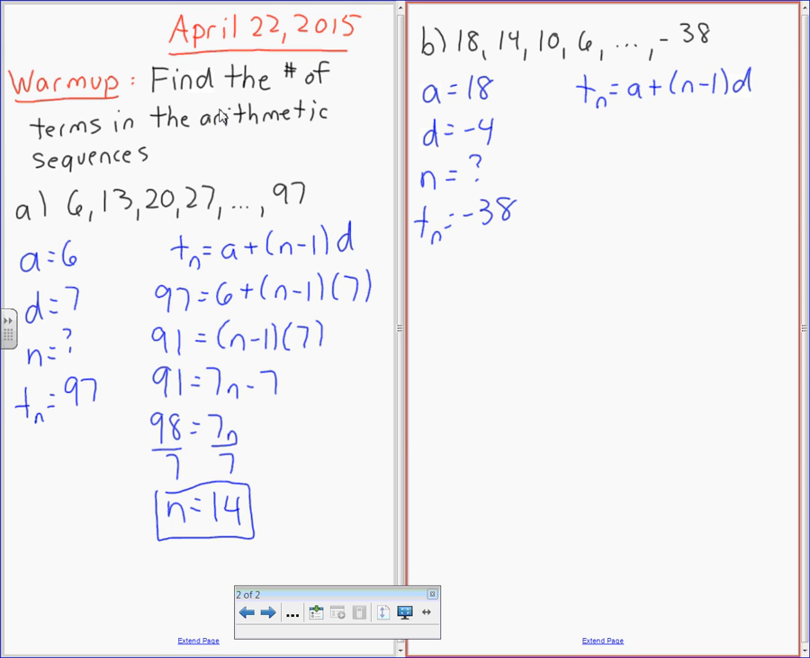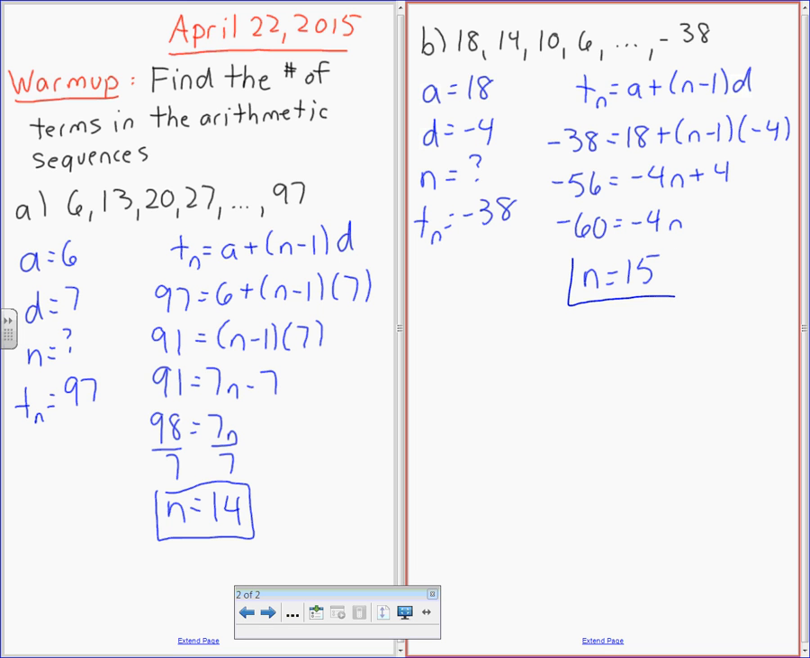All right, Marissa, go ahead, please. And I'll just do the algebra for you here. That turns to negative 56 equals negative 4n plus 4. Negative 60 equals negative 4n. n equals 15. Someone confirm that for me?